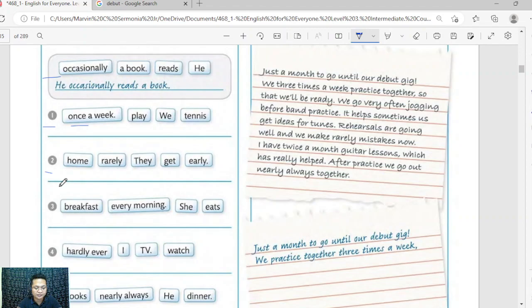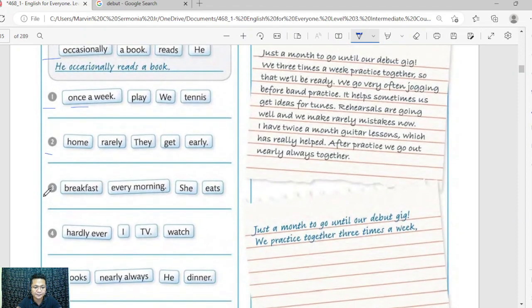They rarely get home early. Number three, she eats breakfast every morning.